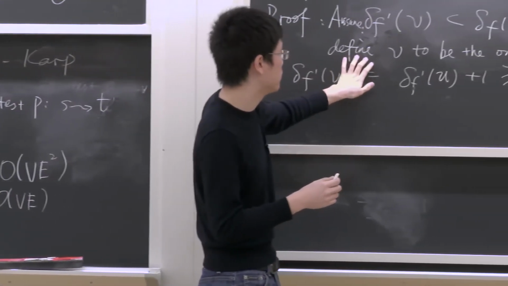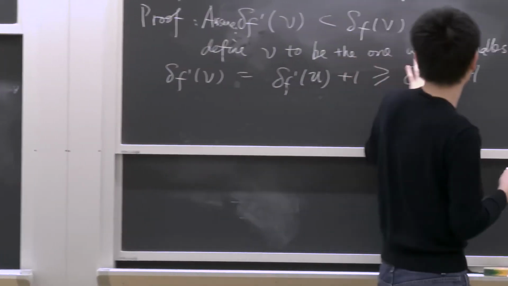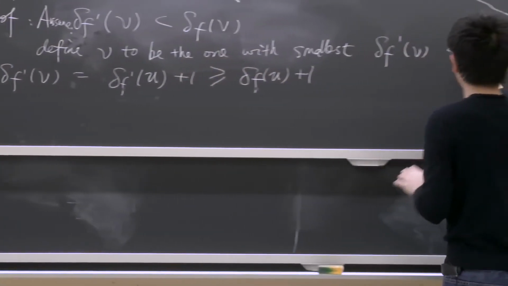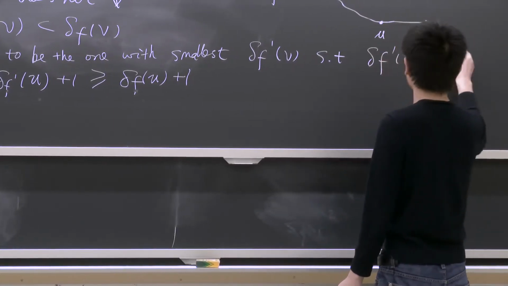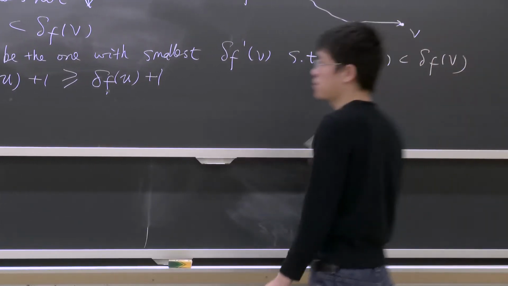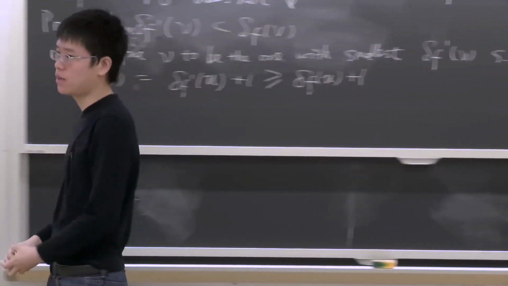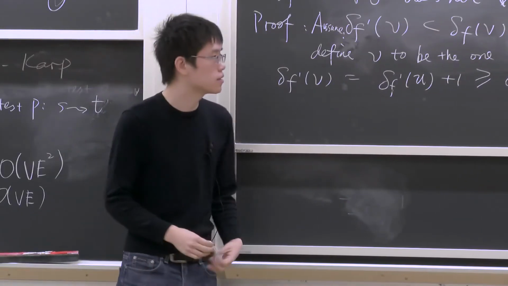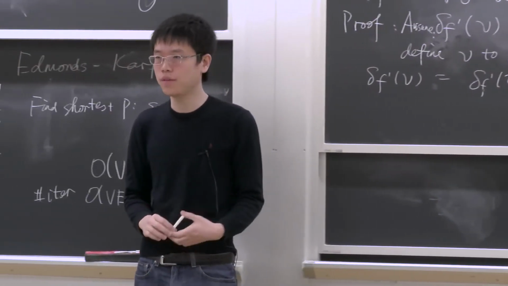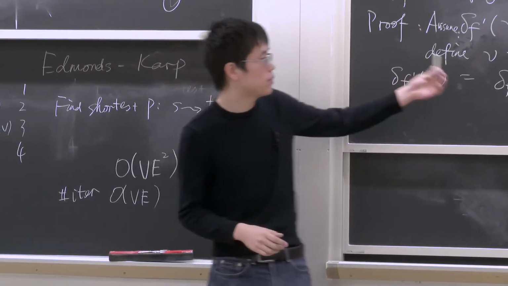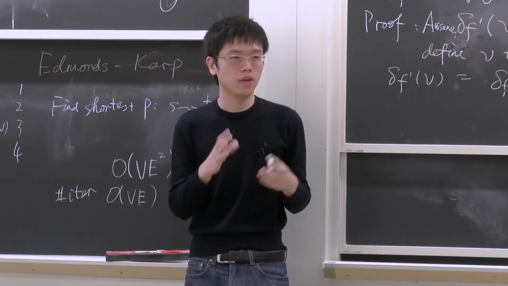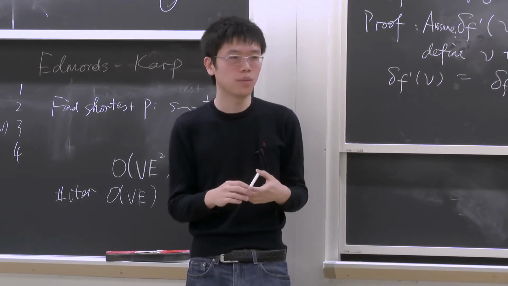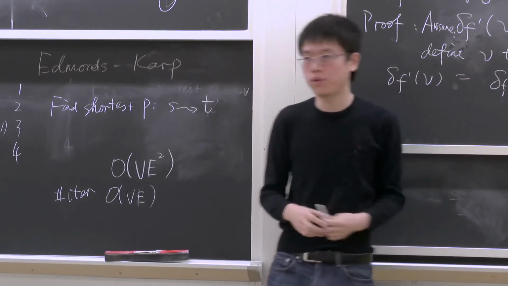Okay, maybe V to be the smallest, the one with smallest f, such that delta f prime is less than delta f. Yeah, that's why I confused you guys. Sorry about that. So we have a bunch of nodes who have a drop in delta, and I define V to be the one among them that has the smallest delta f prime.